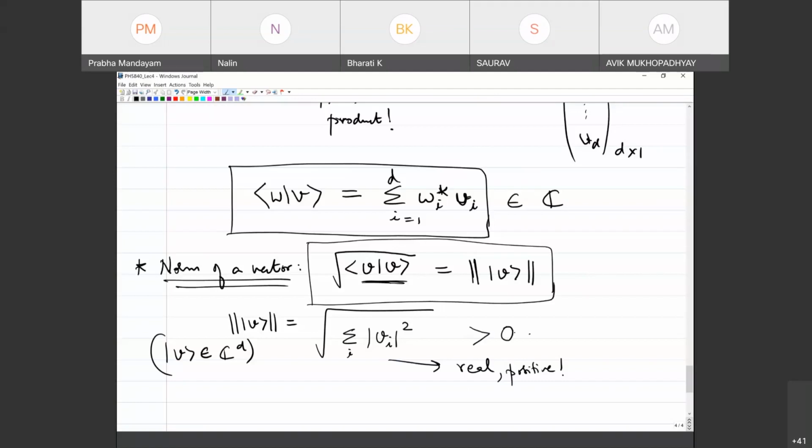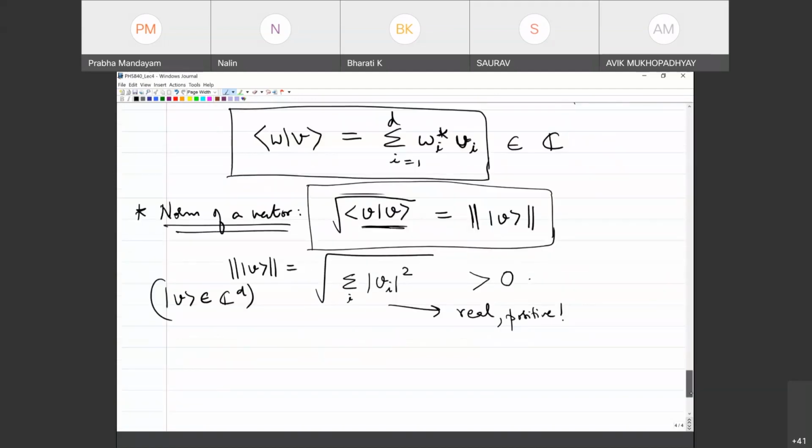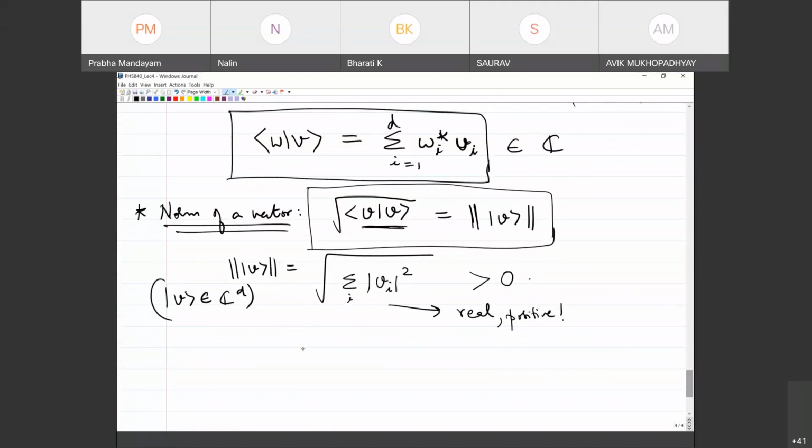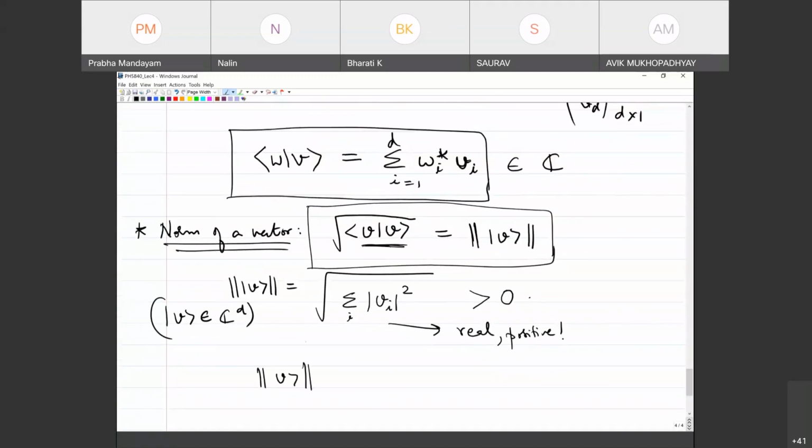In fact, the norm of any vector is 0 if and only if the vector V itself is the null vector in the space, right? Or the 0 vector in the space. In the space of D-dimensional complex vectors, this is nothing but the column vector with all zeros, right? That is the null vector. So the norm is 0 if and only if the vector in question is a null vector, and in all other cases, the norm is positive.